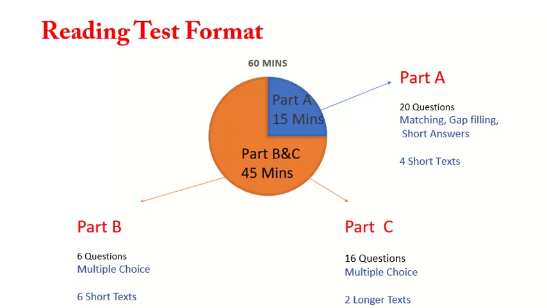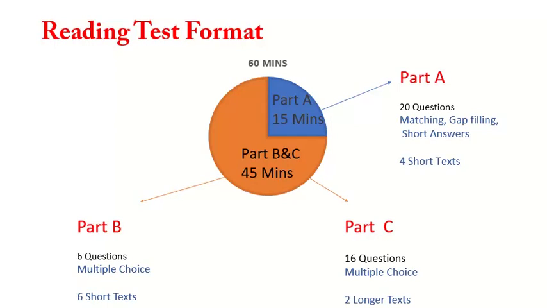Today we are going to continue our talk about the reading subtest. Just a quick reminder of its format. It consists of 3 parts, part A, part B and part C. They are all to be answered in 60 minutes. There are 2 papers. The first paper consists of part A only. It's to be answered in 15 minutes, while the second paper has part B and part C combined.